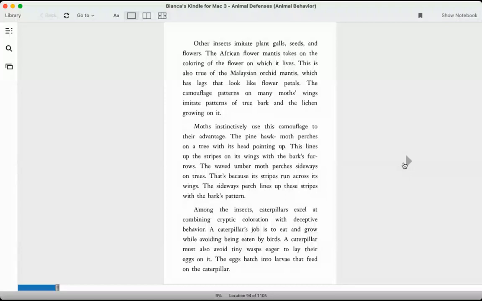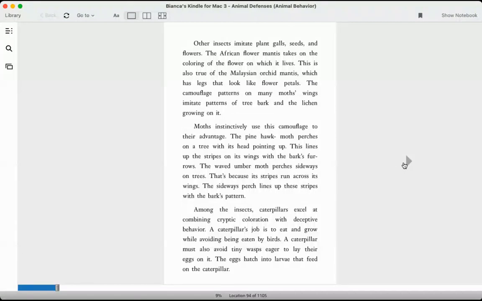The pine hawk moth perches on a tree with its head pointing up. This lines up the stripes on its wing with the bark's furrows. The waved umber moth perches sideways on trees. That's because its stripes run across its wings. The sideways perch lines up these stripes with the bark pattern.